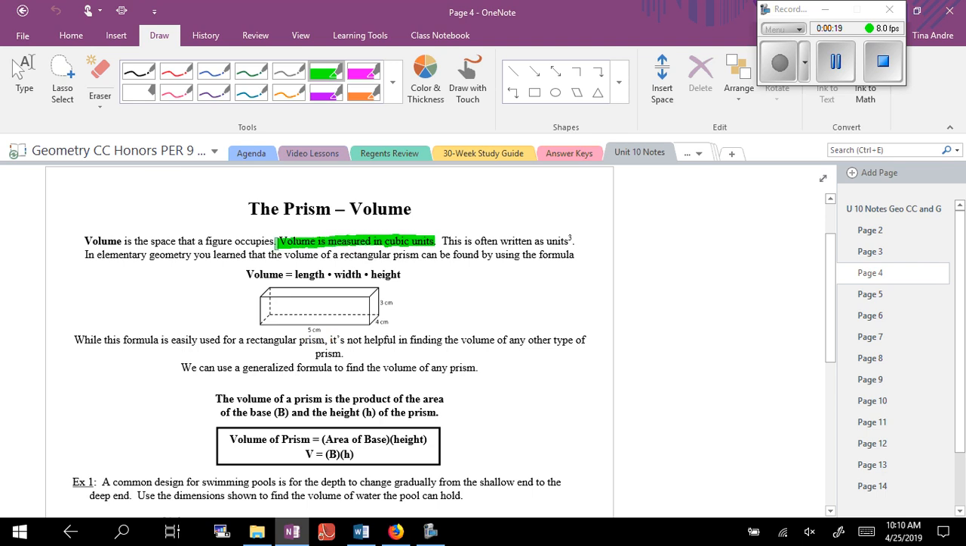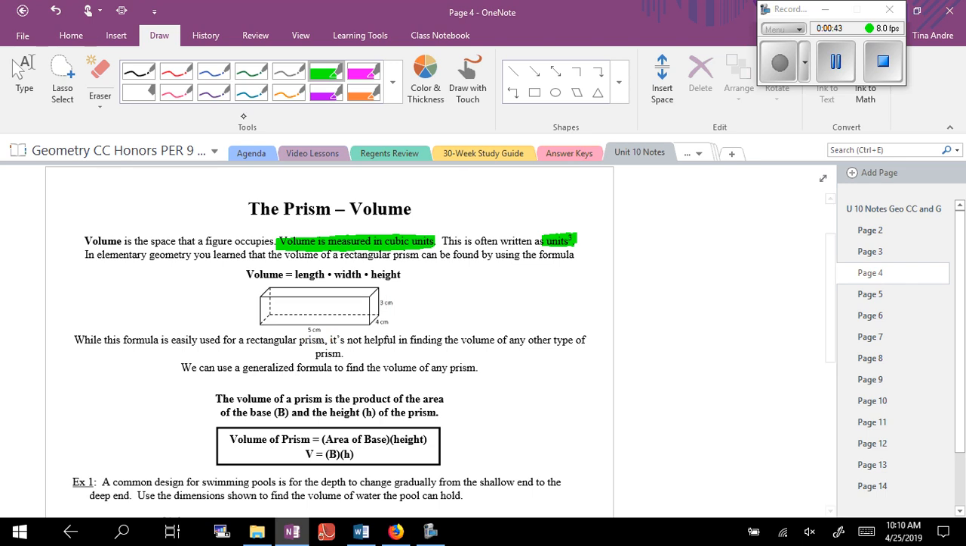And that's because you're taking a dimension times a dimension times a dimension. So if you look at this problem, you would be doing centimeters times centimeters times centimeters, so centimeters cubed. We usually write that as the unit to the third power. And then when we look at this first example, the formula that you see is volume equals length times width times height.